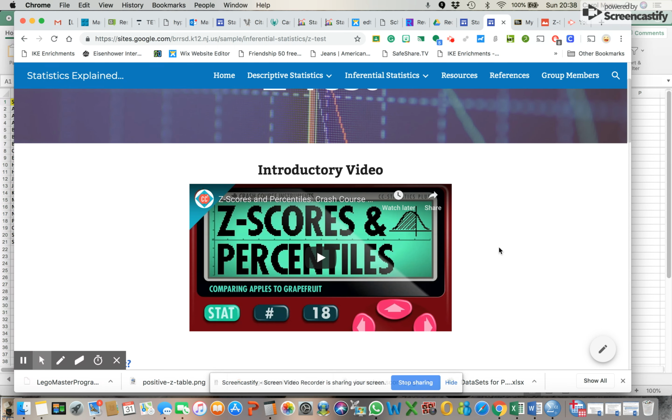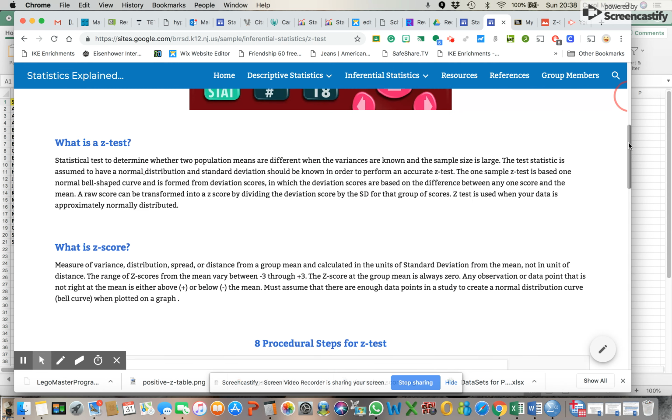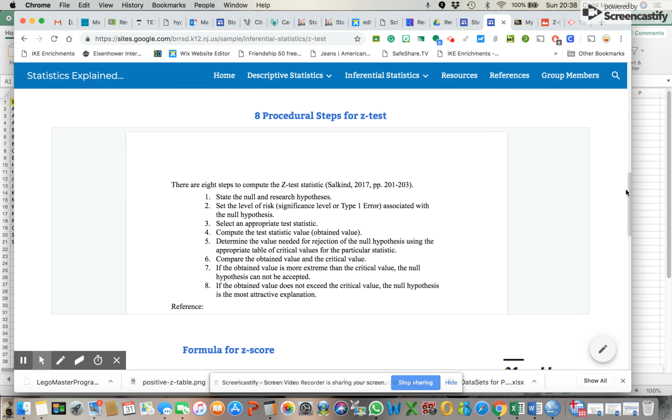This specific page is dedicated to explaining the Z-test, the Z-score, and the usefulness in education. The Z-test is categorized as an inferential statistic. This specific test allows for the comparison of the population mean and the sample mean. So down a little further, there are 8 procedural steps for the Z-test as specified by Salkind.